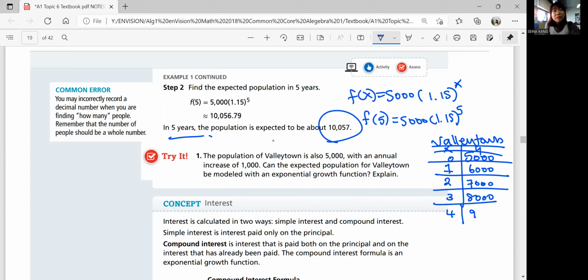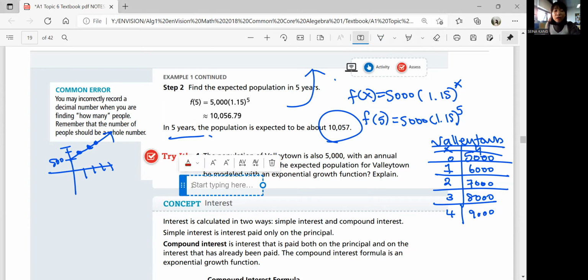Is this an exponential function? No. Graph it. If this is 5,000, you're going to get a graph that looks like this: 6,000, 7,000, 8,000. It's not an exponential function, okay? This one is going to look like this, but this one is a linear function. So the growth only adds 1,000 every year. Your growth does not increase over time or decrease over time. That means it's a linear function.